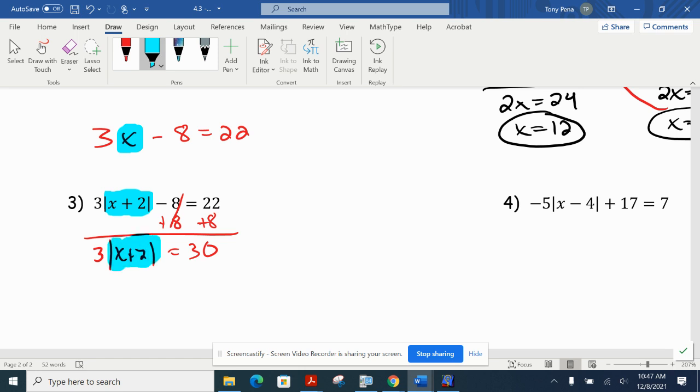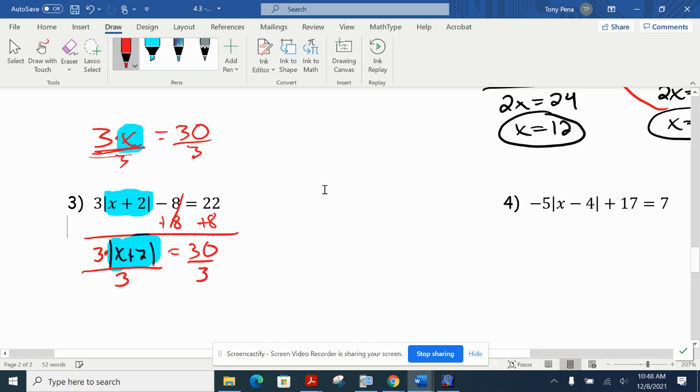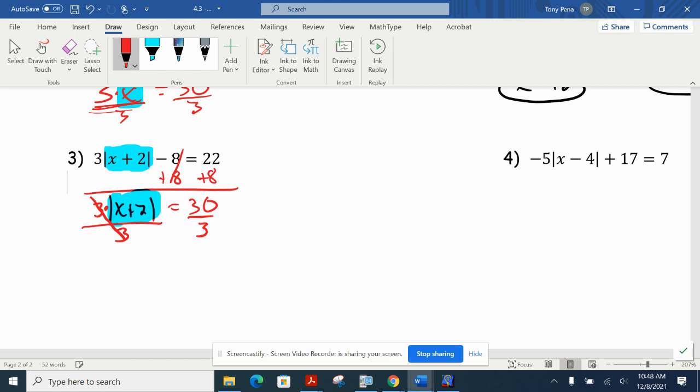Are the absolute value bars isolated yet? No, we now need to get rid of that 3. So think about up here. If I would have added 8 to this one over, I would have had this as my next step. What do we do now to get rid of this 3? Look at this one here. You would divide by 3, right? Because it's a product. It's 3 times x, and we undo multiplication through division. So it's the same here. This is being multiplied. So we would want to divide by 3. Then this cancels. Now we have our x plus 2 all by itself, and that equals 10.